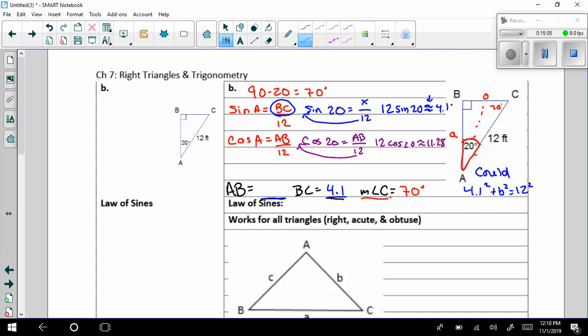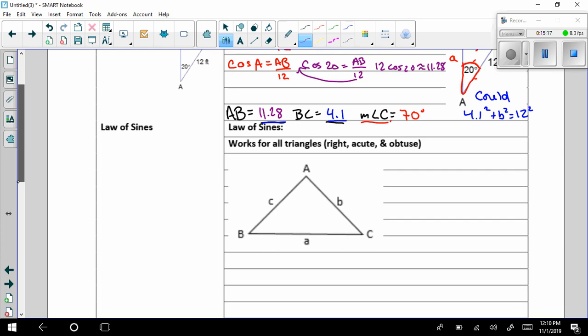This was 10, that's why I didn't go all the way out to the hundredth. So approximately 11.28. All right, we have lots of decimals in this, and that is okay.